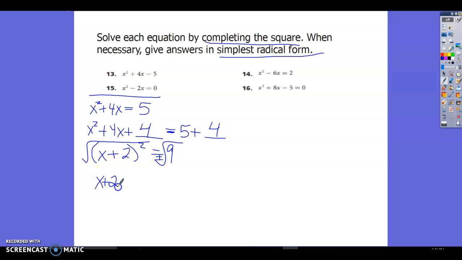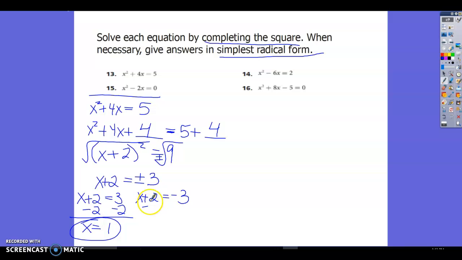So I'm going to have x plus 2 equals plus or minus the square root of 9. Square root of 9 is 3. So I'm going to have x plus 2 equals 3, and x plus 2 equals negative 3. Having that plus minus means you have both positive and negative 3. All right, subtract 2. X equals 3 minus 2, or 1. Subtract 2. X equals negative 5.